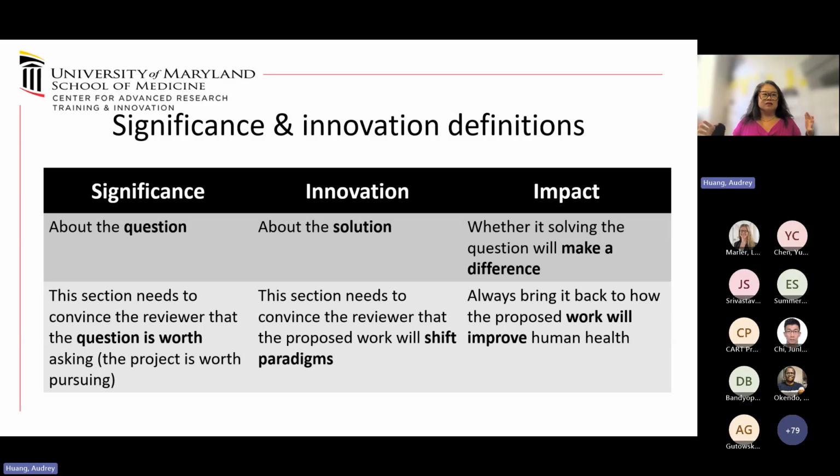And then again, the impact: always bring it back to human health. How is this going to impact our understanding of human health? How's it going to improve human health? How is it going to change the patient experience? And that impact part goes at the end of your specific aims. Your significance and innovation go in the body of the research strategy.